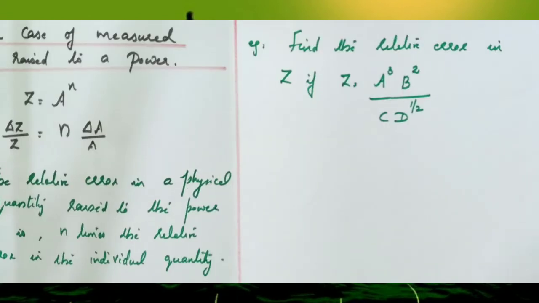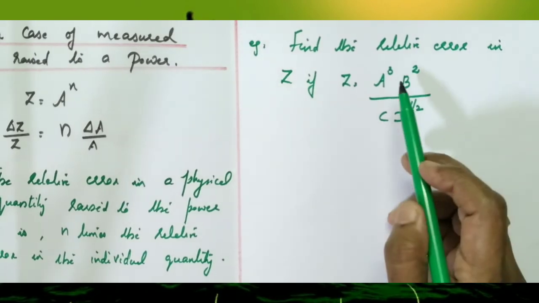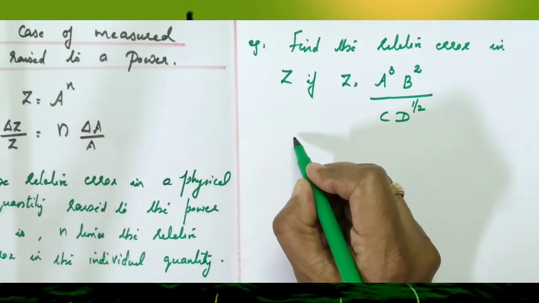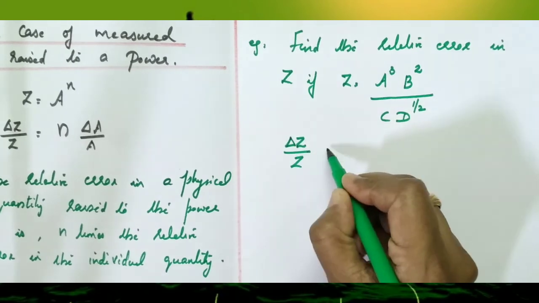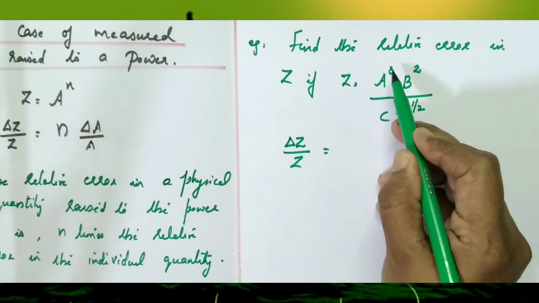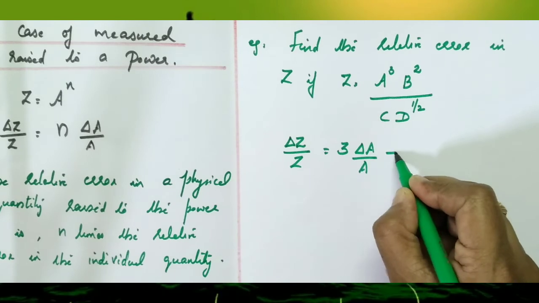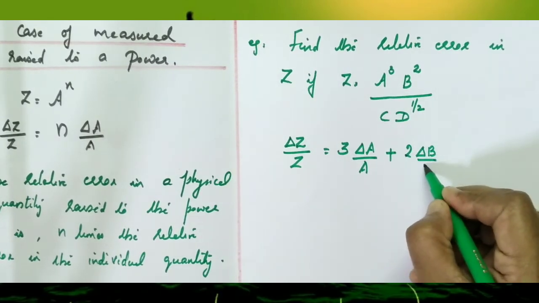Okay. Example: find the relative error in Z if Z is equal to a cube b square divided by c d raised to 1 by 2. Here it is an application of product as well as power. Now, we have to take the relative error, isn't it? So the relative error in Z, delta Z by Z, is equal to, what is the relative error in a cube? 3 into delta A by A, plus what is the error in b square? 2 into delta B by B.